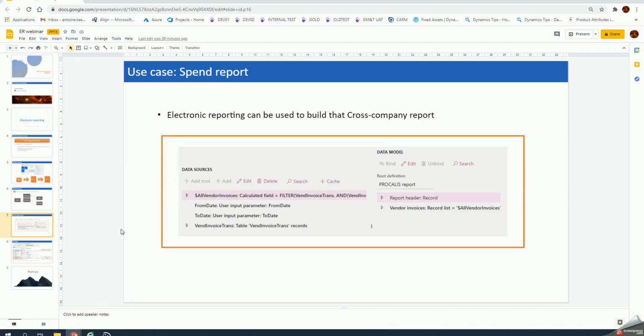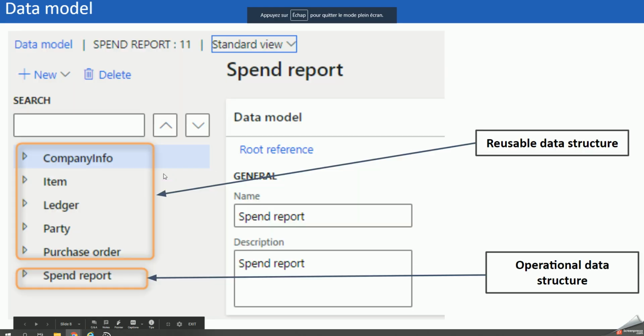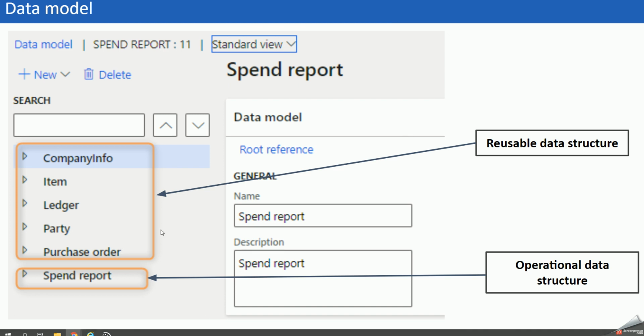Okay, so that's it in Dynamics 365. So just a couple of slides, because I really want to focus on the data model, because that's the basis of your report. That's basically the structure of your report. And here you see I have two parts. I have my reusable data structure here, and I have my operational data structure. So this structure here is the one that will be used in the report, and those ones are the ones that will be referenced in the report, like reference nodes.